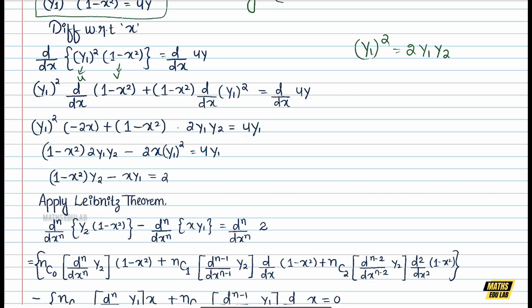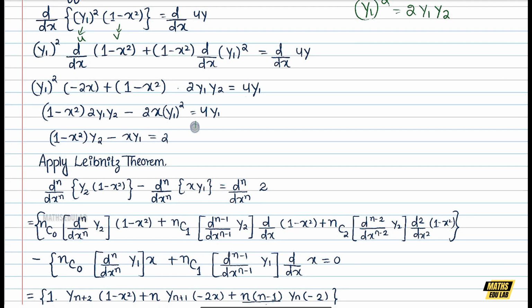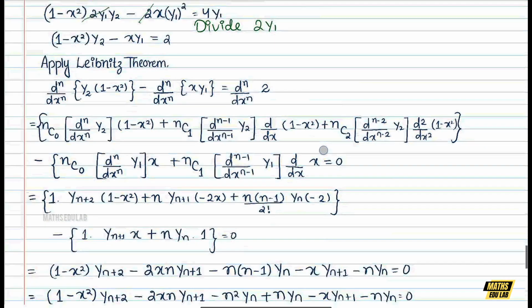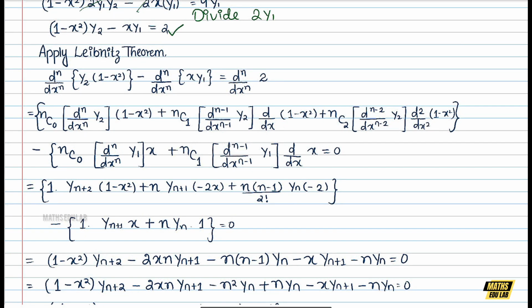Now here also we will divide by 2y1. So when we divide by 2y1, the equation will be 1 minus x square, so this value gets cancelled out, y2 minus, here the 2 value will get cancelled out. Here we have 2 y1s. So we got minus x y1 is equal to 2. So for this we will apply the Leibniz theorem.